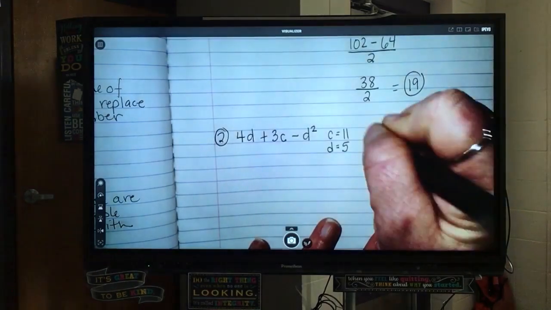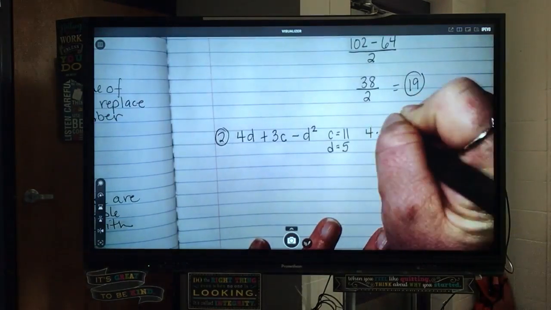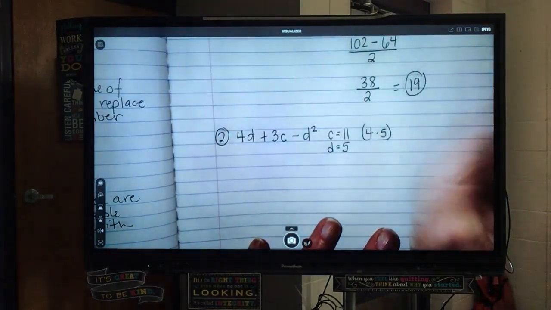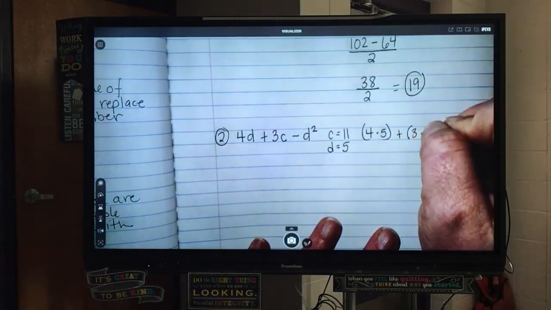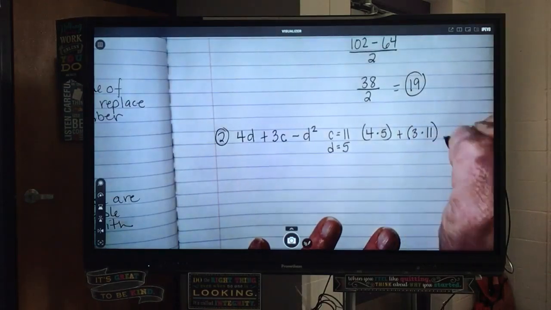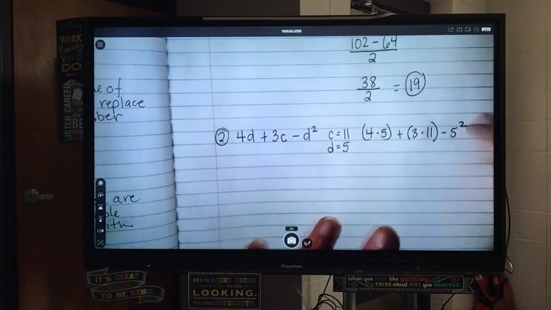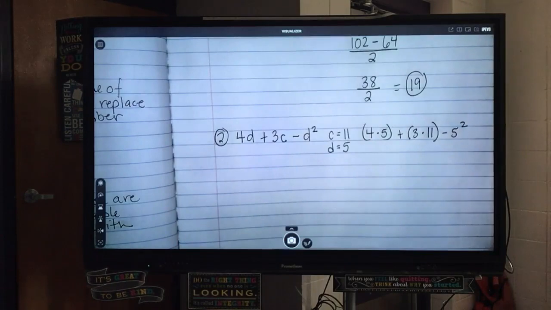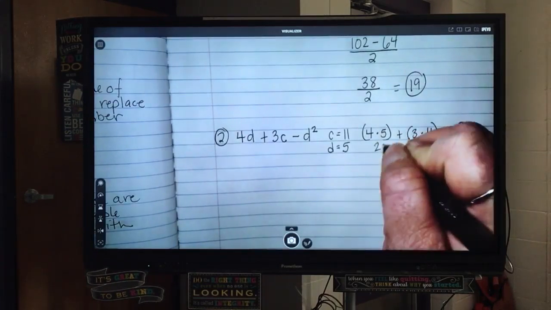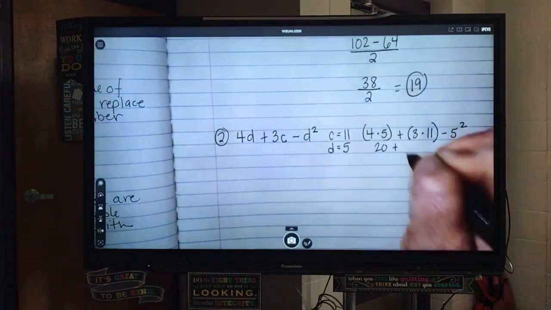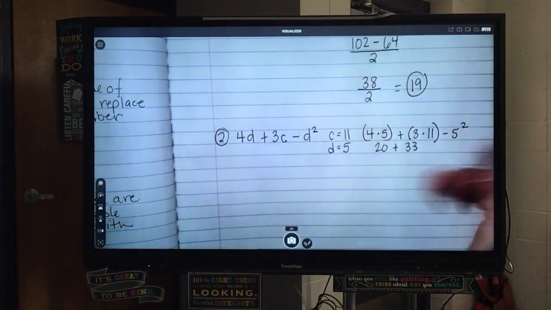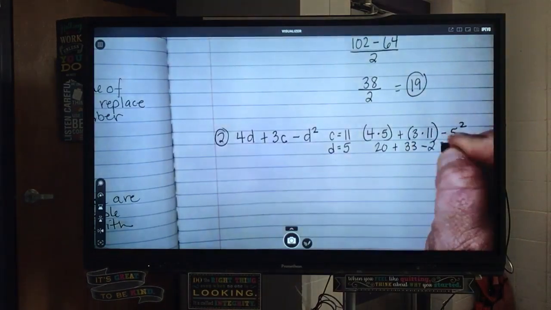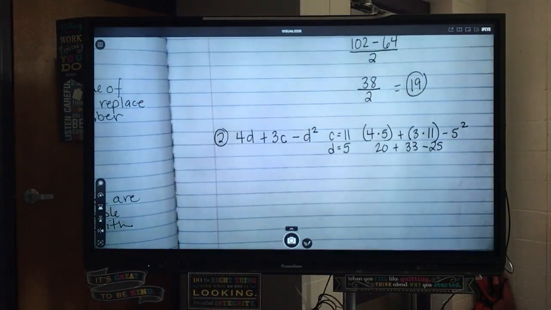Okay, so we have 4 times 5, put in parentheses, plus, in parentheses, 3 times 11 minus 5 squared. And then just go and do order of operations. So from here, what's 4 times 5? Alright, what is 3 times 11? And what is 5 squared? Okay? And then from here, we have 20 plus 33 minus 25.